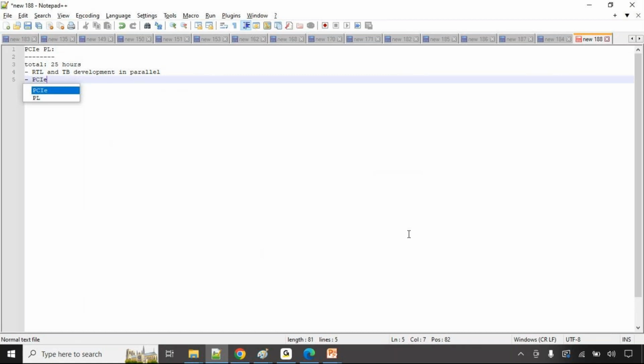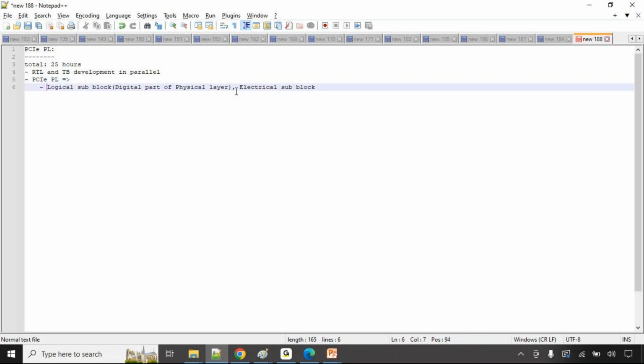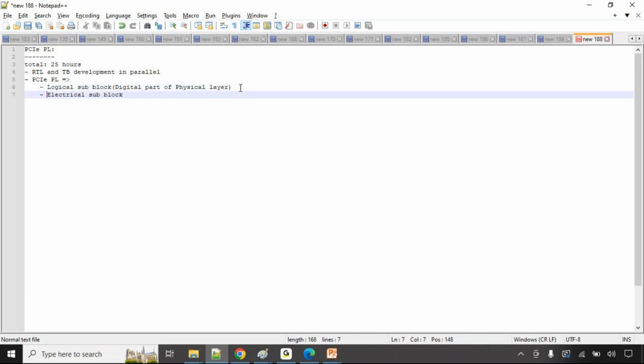If you see, PCIe physical layer can be divided into two parts. One is the logical block, logical subblock, and one is the electrical subblock. At a very abstract level, the logical block is the digital part of the implementation, the digital part of the physical layer. And the electrical subblock is the analog part of the physical layer, because physical layer has two aspects. One is physical logical, and one is physical electrical.